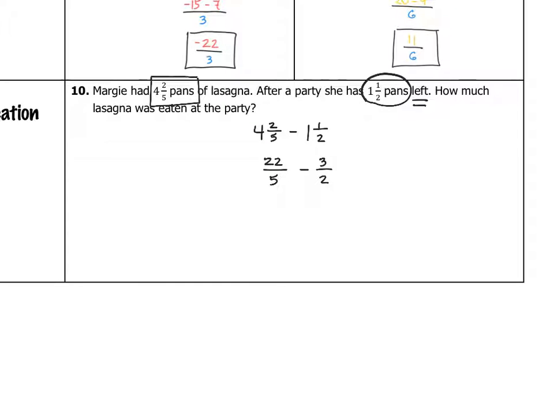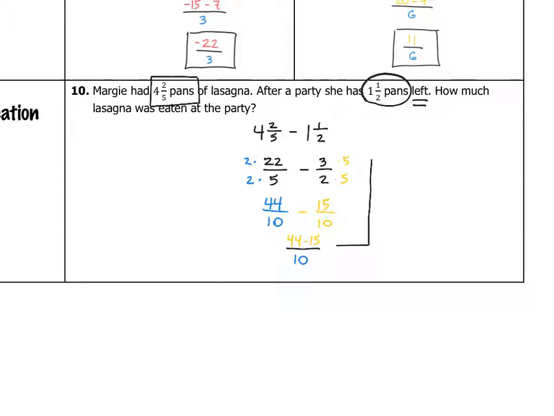Our LCM of 5 and 2 is 10, so I can multiply by 2 on my first fraction to get 44/10. And for my second fraction, I'll multiply by 5 over 5 to get a minus 15/10. So we have 44 minus 15 in the numerator. 44 minus 15 is 29. So we get the improper fraction 29/10.